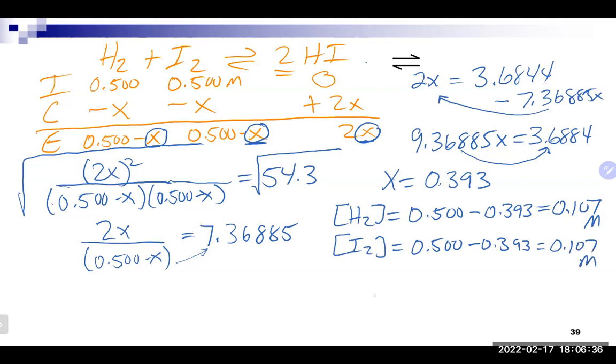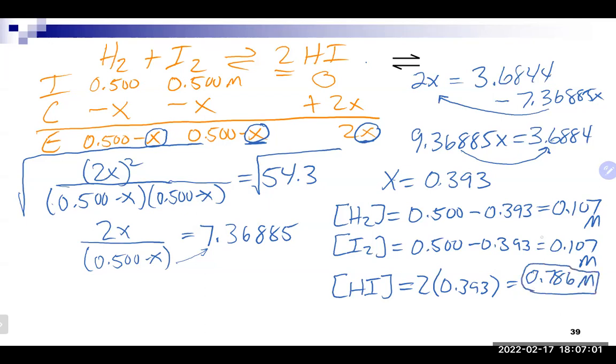And lastly, the concentration of HI at equilibrium is equal to 2 times x. So that would be 2 times 0.393, and that's going to yield us 0.786, I think. 0.786 also needs a molarity on it. And these would represent our equilibrium concentrations of each of these. First off, any questions on that there?